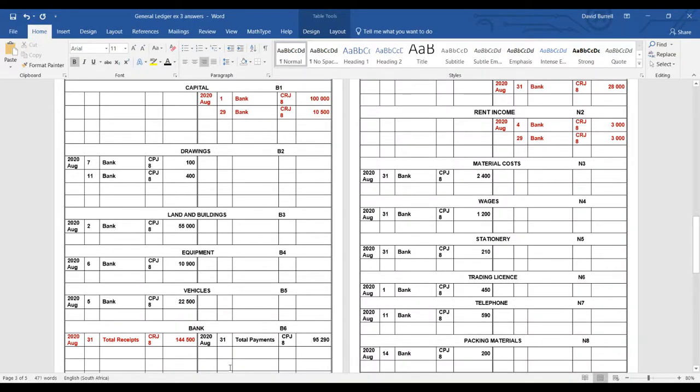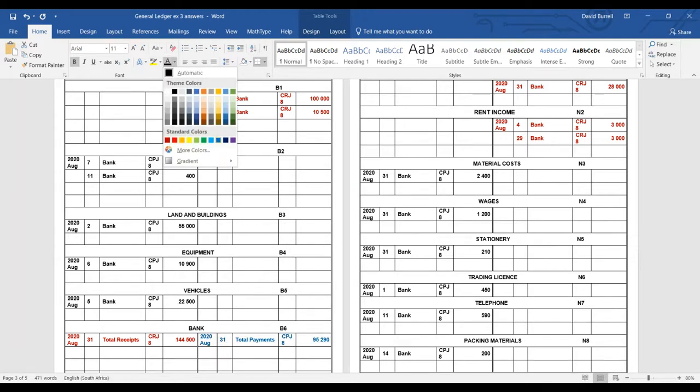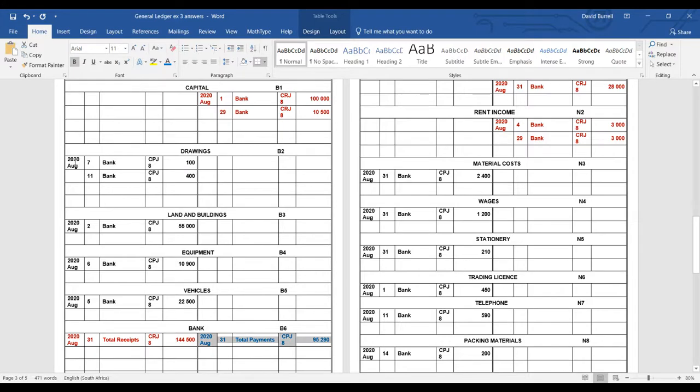If you go and look at your bank account, that credit over there, I'm just going to make a blue color over there. So that credit of 95,290 that I've got over there is going to add up to all of these debits. So we've got these debits over here. Got another debit here to land and buildings. Got a debit in the equipment account. Got a debit in the vehicles account. And if we go up here to our nominal section, we've got a debit in each of those expense accounts. So there's material costs, there's wages, there is stationery here as well.